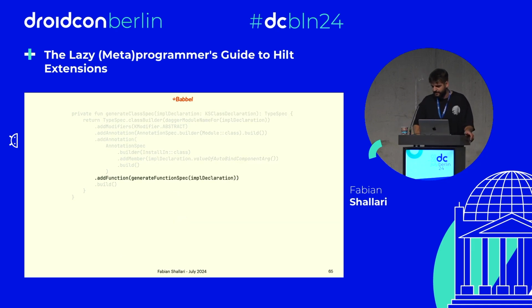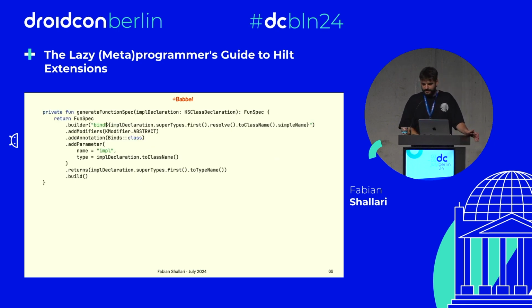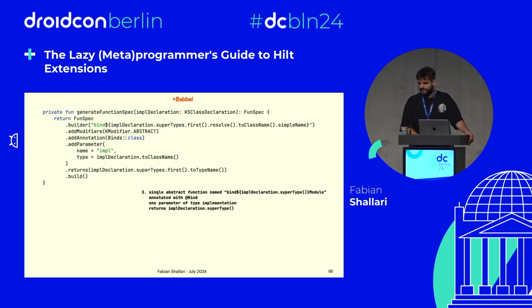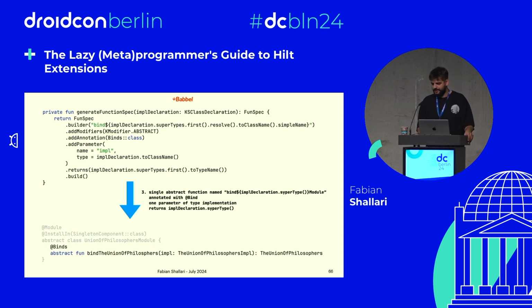Now, let's look at step 3, generating the function spec. Again, very simple, declarative API. We want a single abstract function named bind and then interface type module, annotated with binds, one parameter of type implementation, and we want to return the super type. That's what the third step will actually produce.